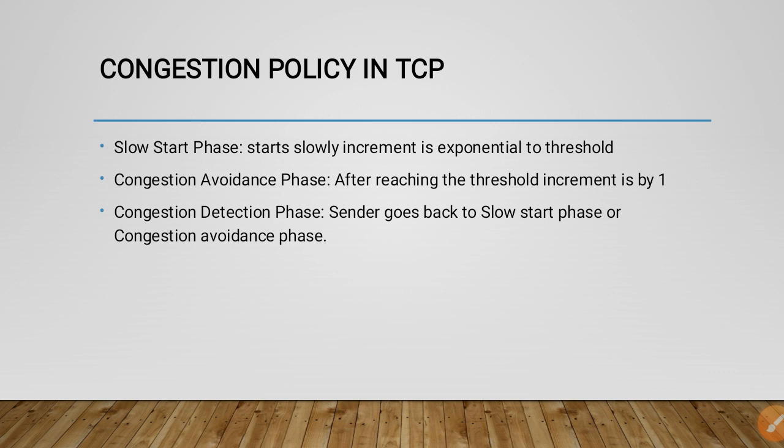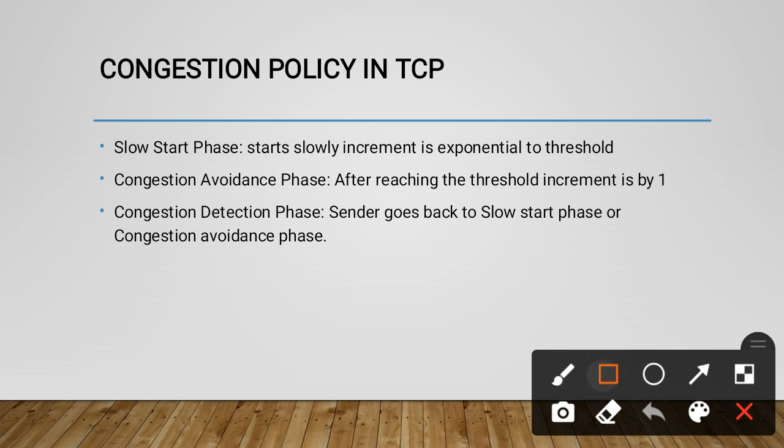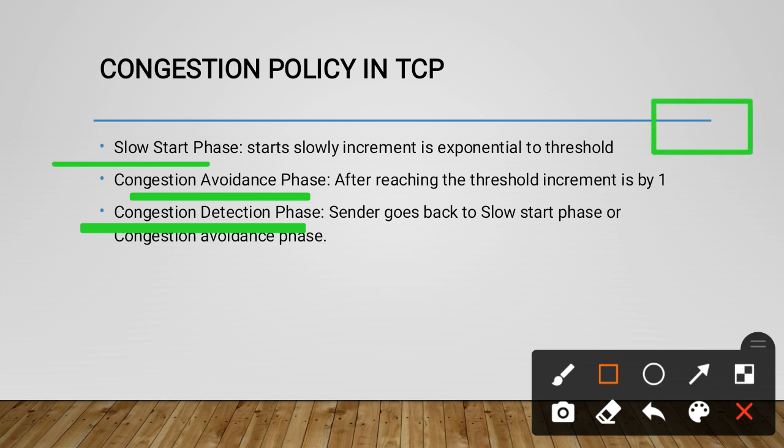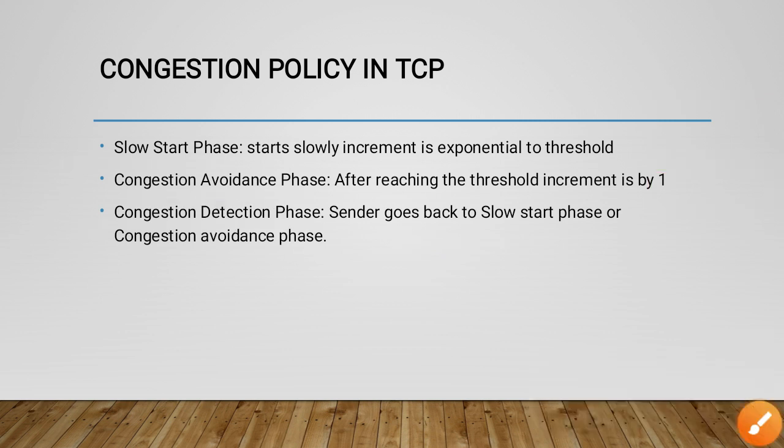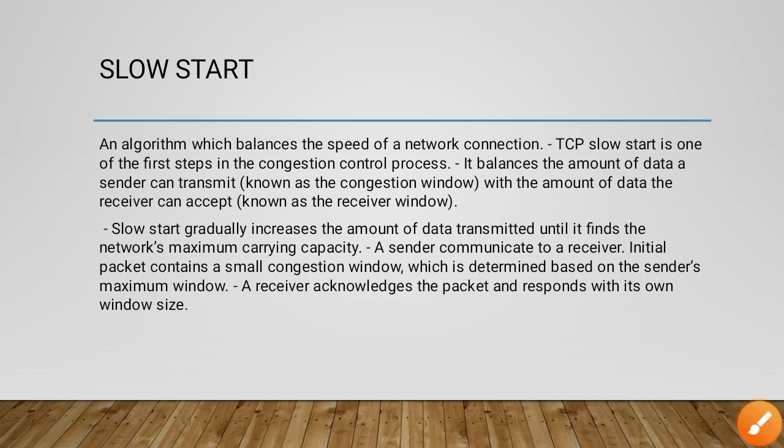Then congestion policy in the TCP. There are three policies used in TCP: slow start, congestion avoidance phase, and congestion detection phase. Slow start is an exponential increment. Congestion avoidance is where the threshold is incremented by one, and congestion detection is a phase where the sender goes back to the slow start phase or congestion avoidance phase. We will see all the stages one by one.